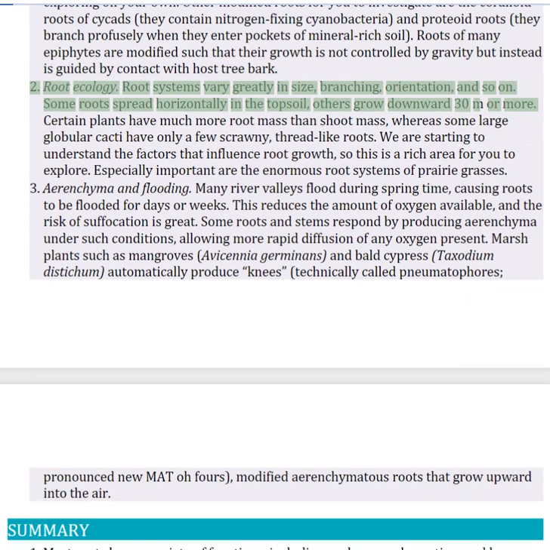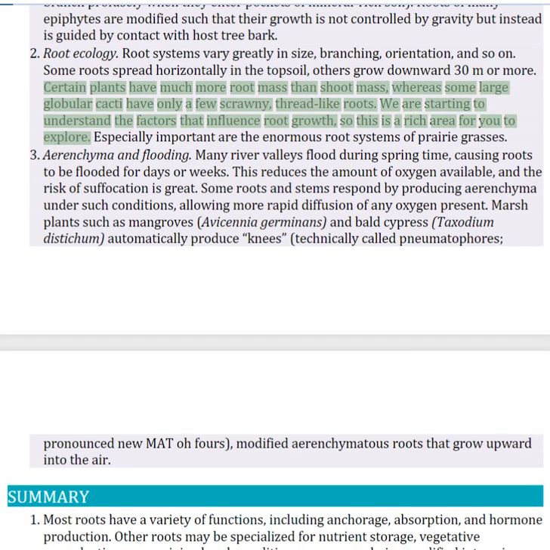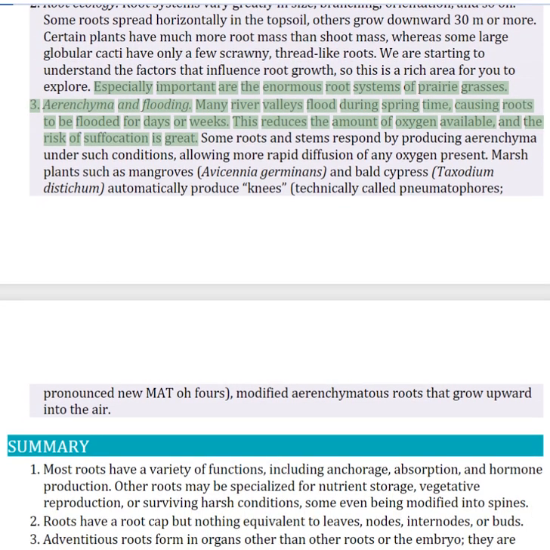2. Root ecology. Root systems vary greatly in size, branching, orientation, and so on. Some roots spread horizontally in the topsoil, others grow downward 30 m or more. Certain plants have much more root mass than shoot mass, whereas some large globular cacti have only a few scrawny, thread-like roots. We are starting to understand the factors that influence root growth, so this is a rich area for you to explore. Especially important are the enormous root systems of prairie grasses.